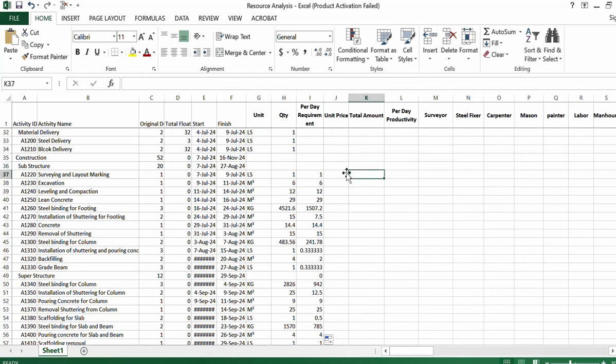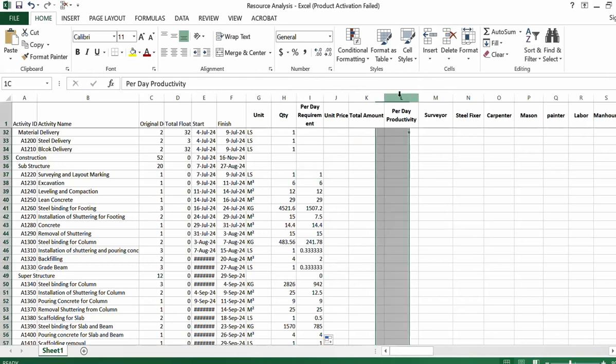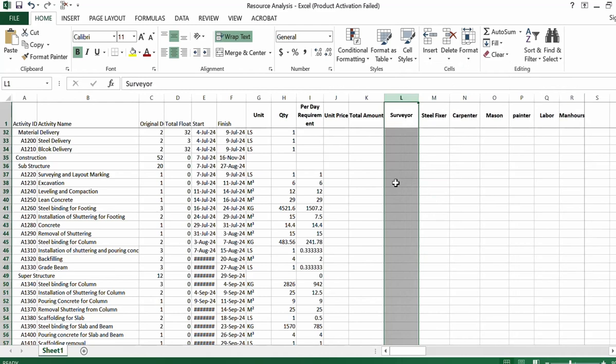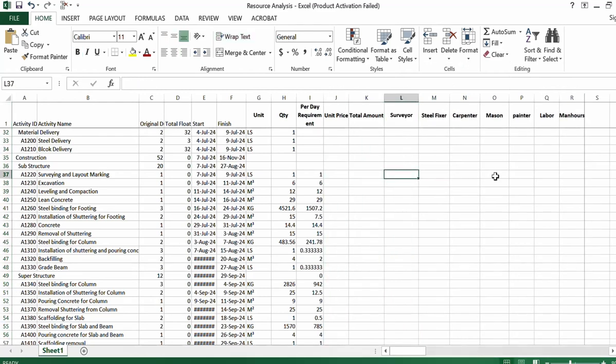So we will check, to complete the per day quantity, how much resources per day are required. It is doubling here. For the surveyor, we need 1 surveyor for 1 day, so it will be 1 hour. Next we have excavation. For the excavation we need an excavator.